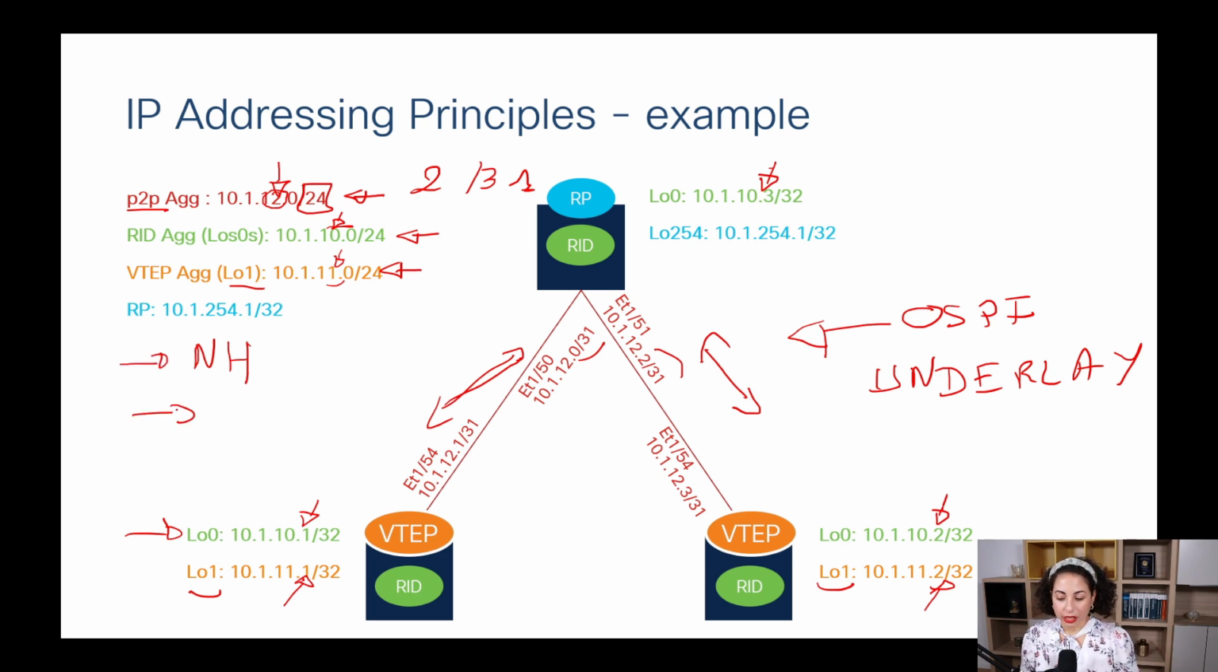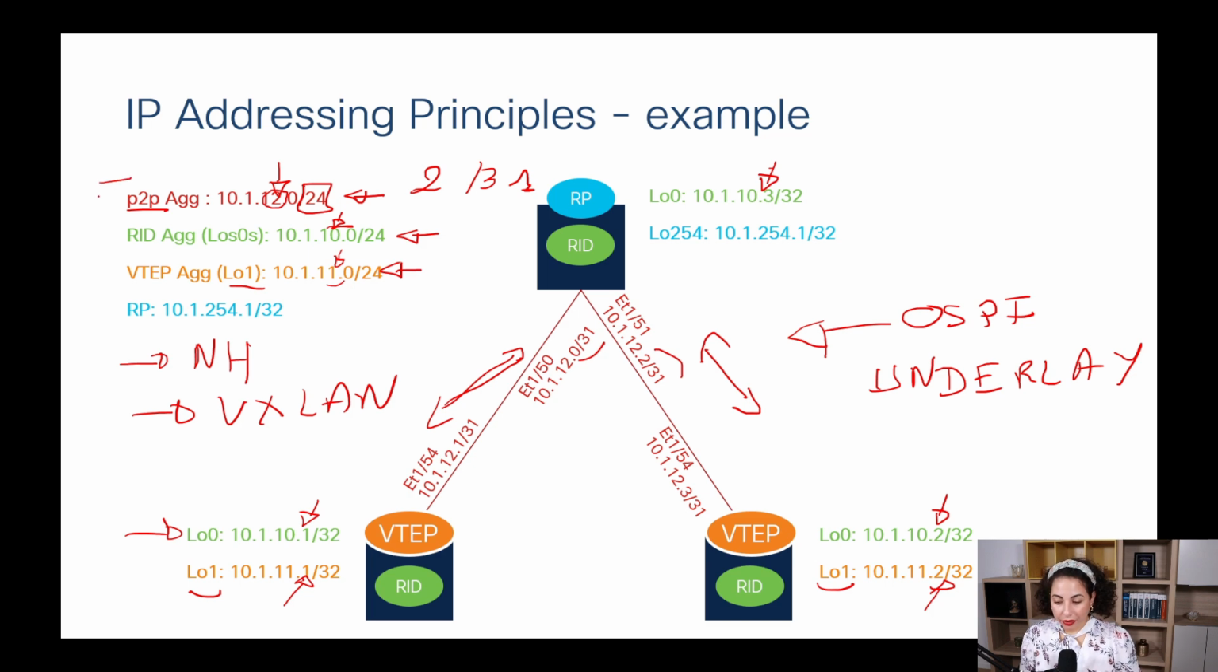And when it comes to the data plane of the overlay, the Loopback 1s are used to populate the external IP header of the VXLAN encapsulated packet. So it is the Loopback 1s that are put in the source and destination of the encapsulated VXLAN packets.